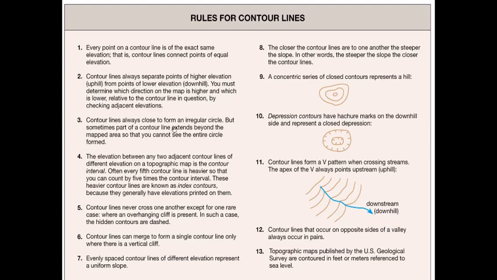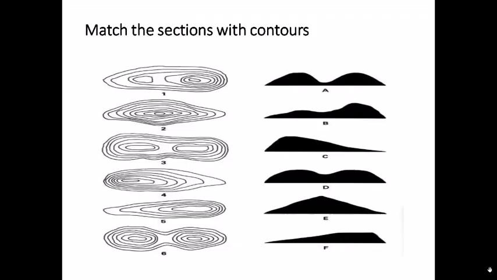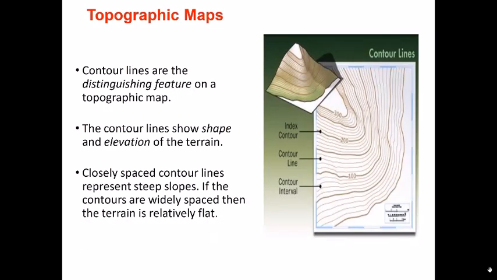Contour lines always close to form an irregular circle, but sometimes part of contour lines extend beyond the mapped area so that you cannot see the entire circle formed, and this is very important. Whenever you see a contour map, usually we only draw the contour map for the area which is in question, that means the area which is relevant to us. Otherwise, the whole work gets very lengthy. And since we draw it just for that area, your contour lines might not form a complete irregular circle, or they might not form a loop.